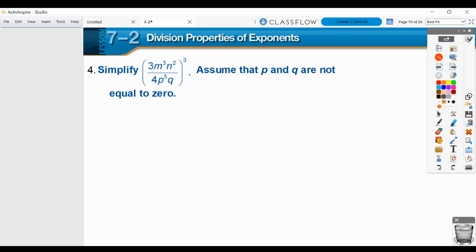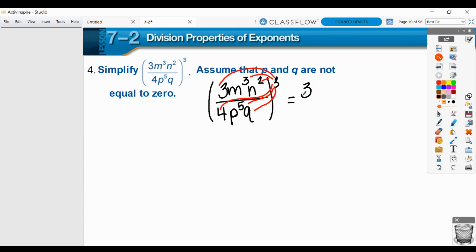Okay, the next one. You have 3m to the third n squared over 4p to the fifth q. And you're raising that all to the third power. Okay, so you want to distribute this 3 to each term in the numerator and in the denominator. So you have 3 to the third.